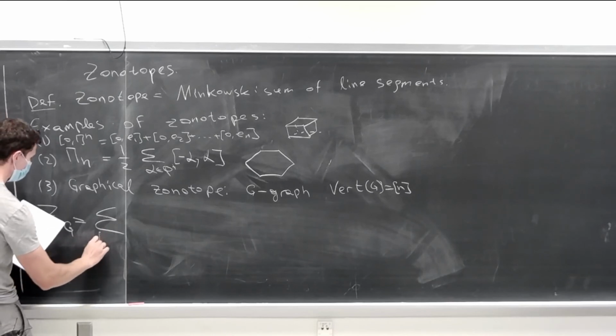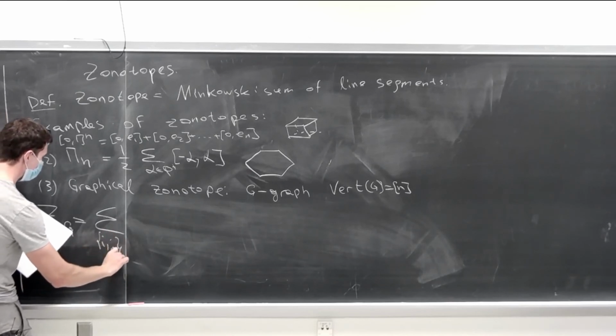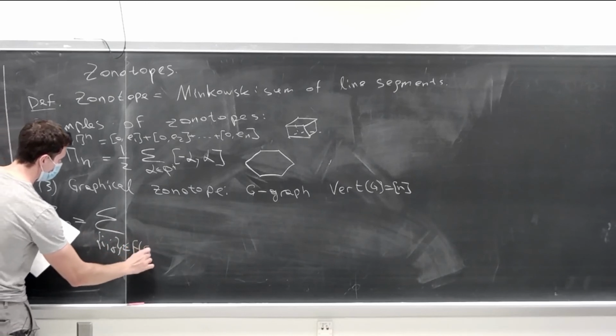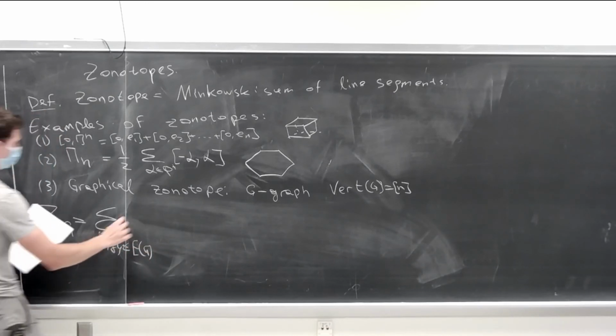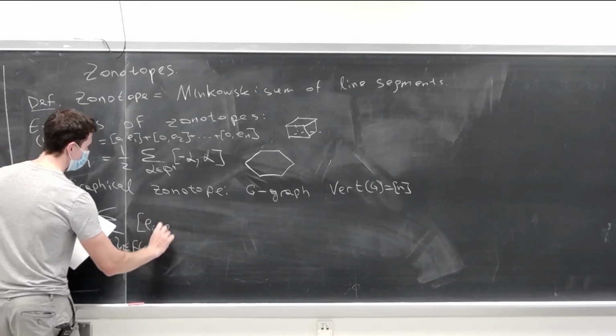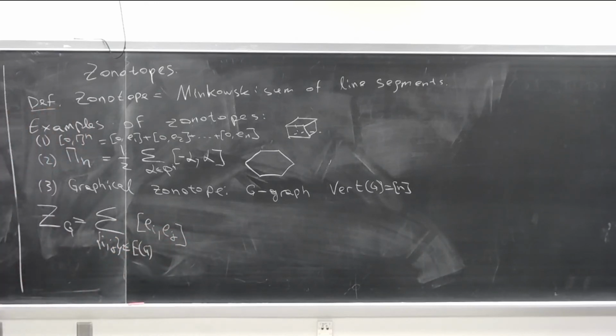Okay, so sum over all i and j which form an edge, and then I just take the line segment from EI to EJ. Interesting. Well, I mean, this is also interesting, but I've never seen this construction here. But yeah, this construction is sort of what you naturally get. And by the way, in what sense does this example generalize the permutahedron?